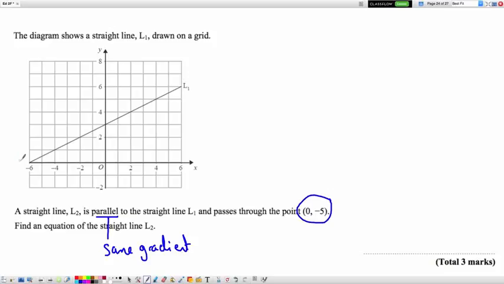So first off, let's take a look at the line L1. The gradient of the line L1 we find by going across 1, and we look here, we go up half a square. This means the gradient is a half, so ½x. We then see that the y-intercept, when x is equal to 0, is going to be here, -5. So this is our equation of L2. It has the same gradient because it's parallel to L1, but passes through the point, the y-intercept here, at -5.